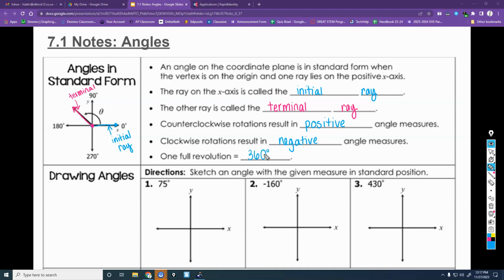So down here at the bottom of this slide, it asks us to sketch an angle with the given measure in standard position. So if our angle is in standard position, and that's pretty much all we're going to deal with right now, then that means my initial side is right here on the positive x-axis. So I could go ahead and draw that for every one of these.